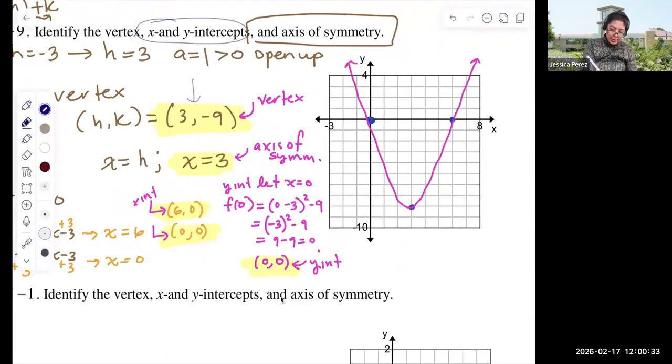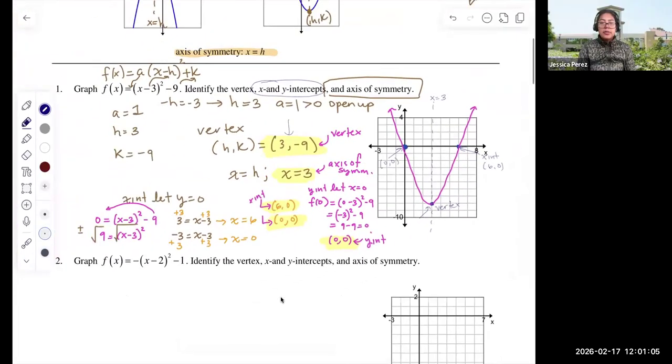And we have our axis of symmetry right here that cuts it right in half at x is equal to positive 3. So we have our axis of symmetry, our two x-intercepts, and our y-intercept. Sorry, our vertex here. There's our vertex, there's our x-intercept, the point 6, 0, and then 0, 0, which is both my y-intercept and my x-intercept. So that's what we're going to be doing for these problems.